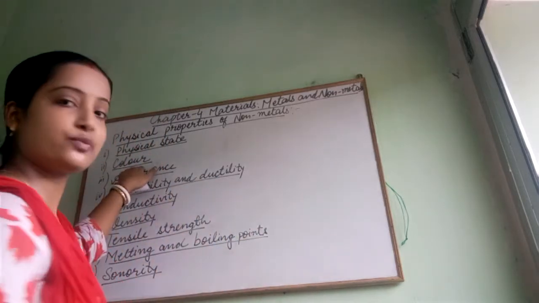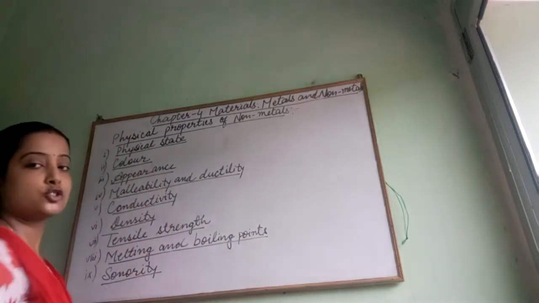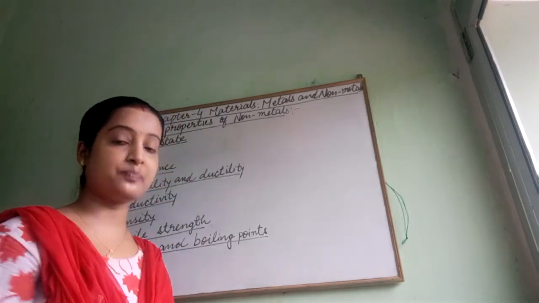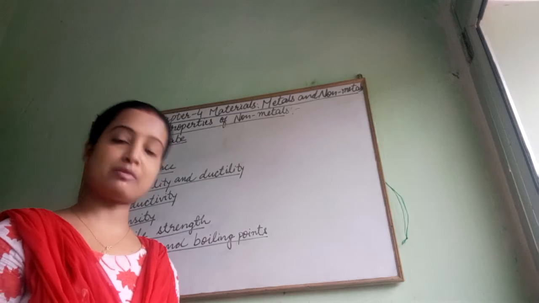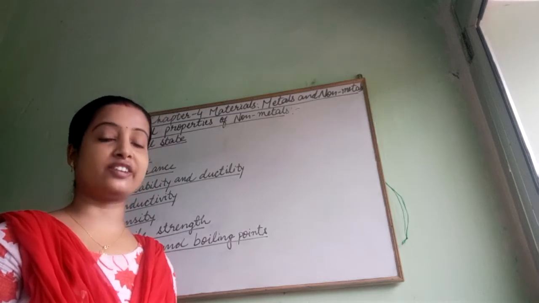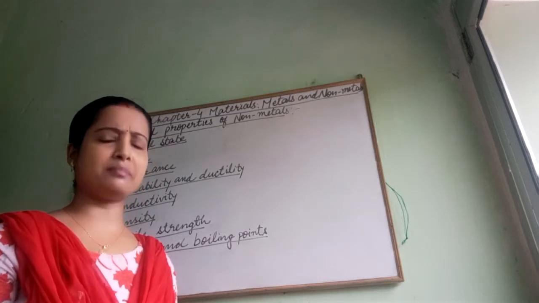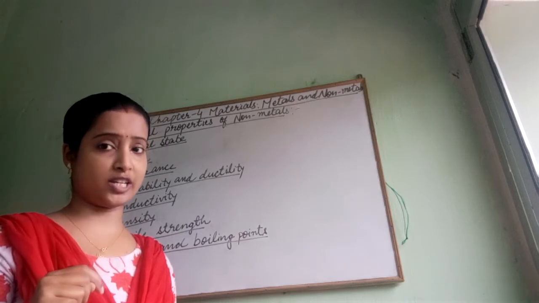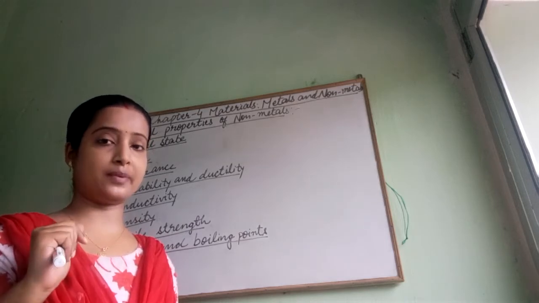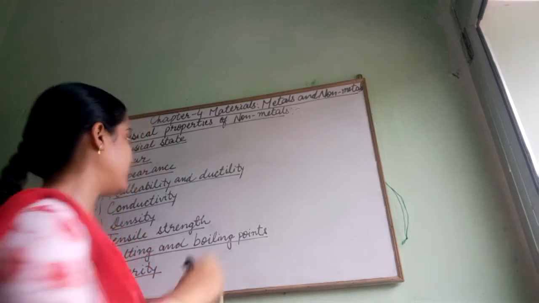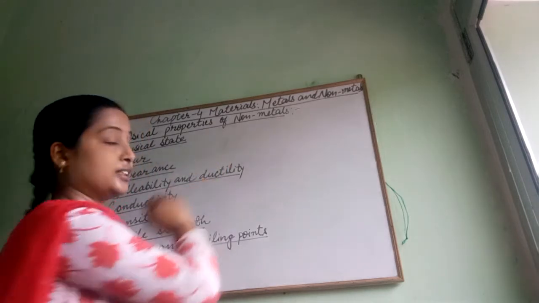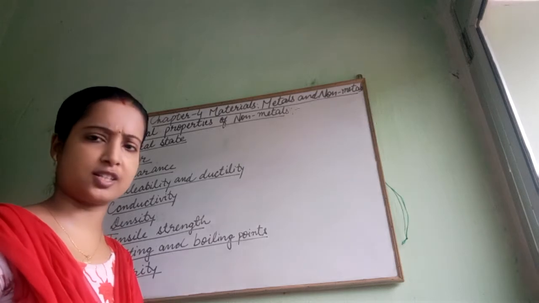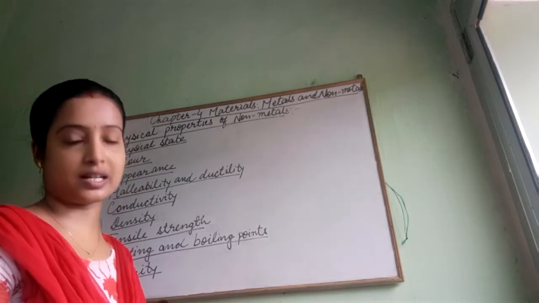Now comes the next physical property, that is color. What have we studied about color in metals? Yes, I know that you are also telling. Most metals are grey or grayish silver, with two exceptions: gold is golden yellow and copper is reddish brown. But non-metals are of different colors, and some are colorless.